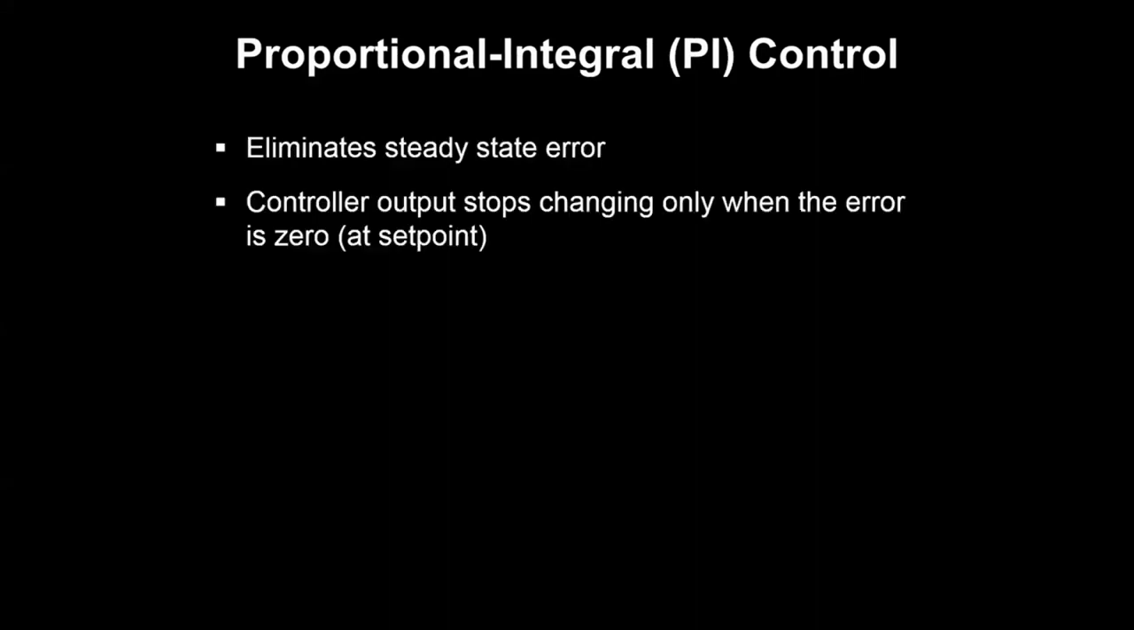So what do we get with proportional integral control, or PI control? Well, we can get rid of that steady state error, and that's because with the integral component, it's constantly summing up or accumulating the error over time. So even if you have a small error, it's going to adjust the magnitude of the control response until that error goes to zero.